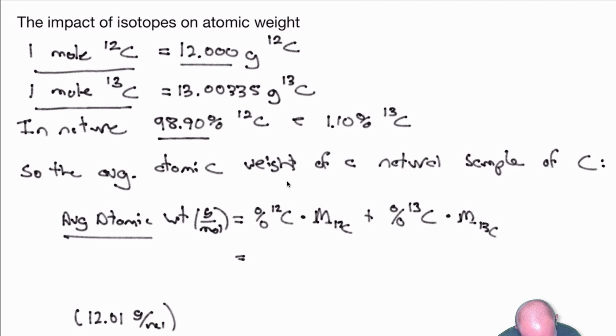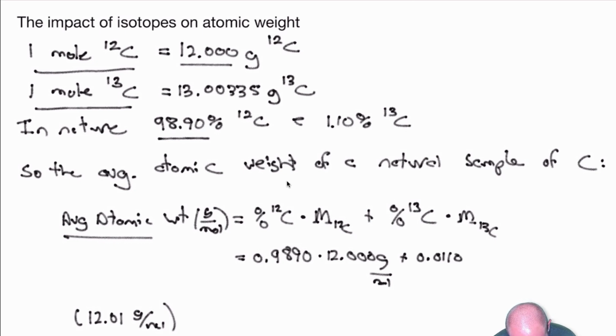Let's go ahead and put our percentages in. When I say percentage, I mean that fraction of 1. So 0.9890 times 12.000 grams per mole, that's for the carbon-12. And then the other one is 0.0110, the percentage of carbon-13, times its weight, 13.00335 grams per mole. We're going to end up with units in grams per mole. When we crank that calculation through, we end up with 12.011.